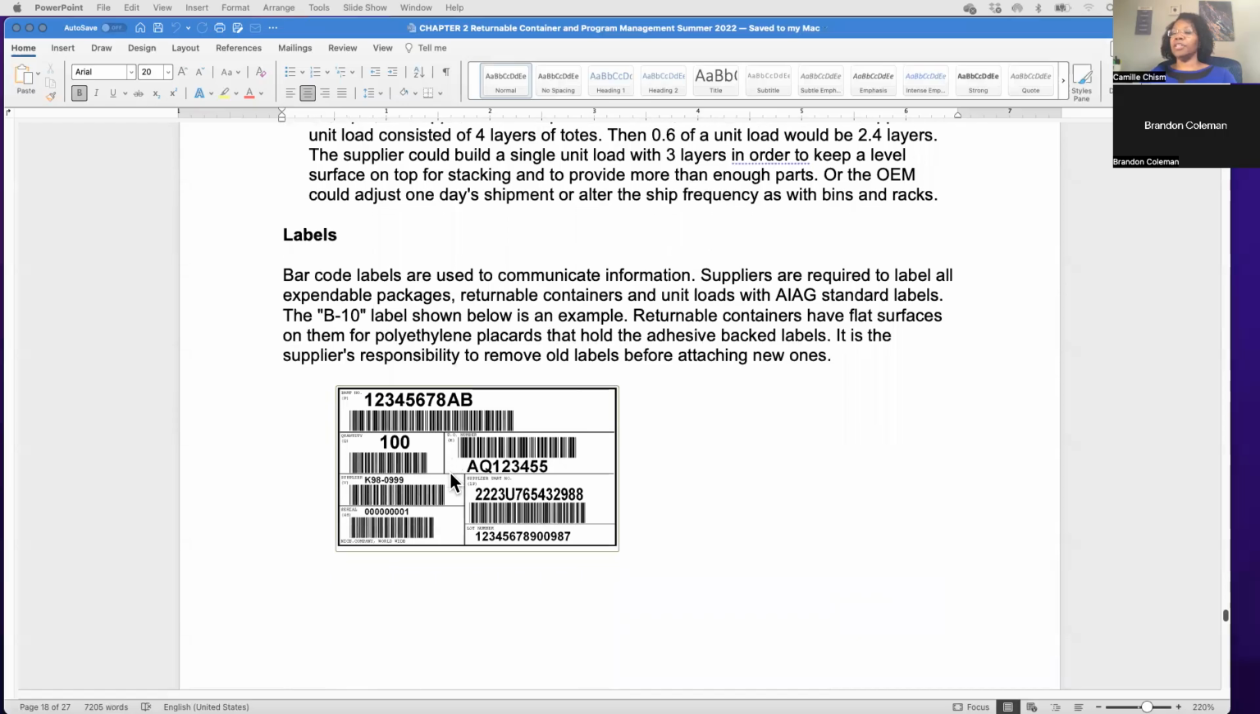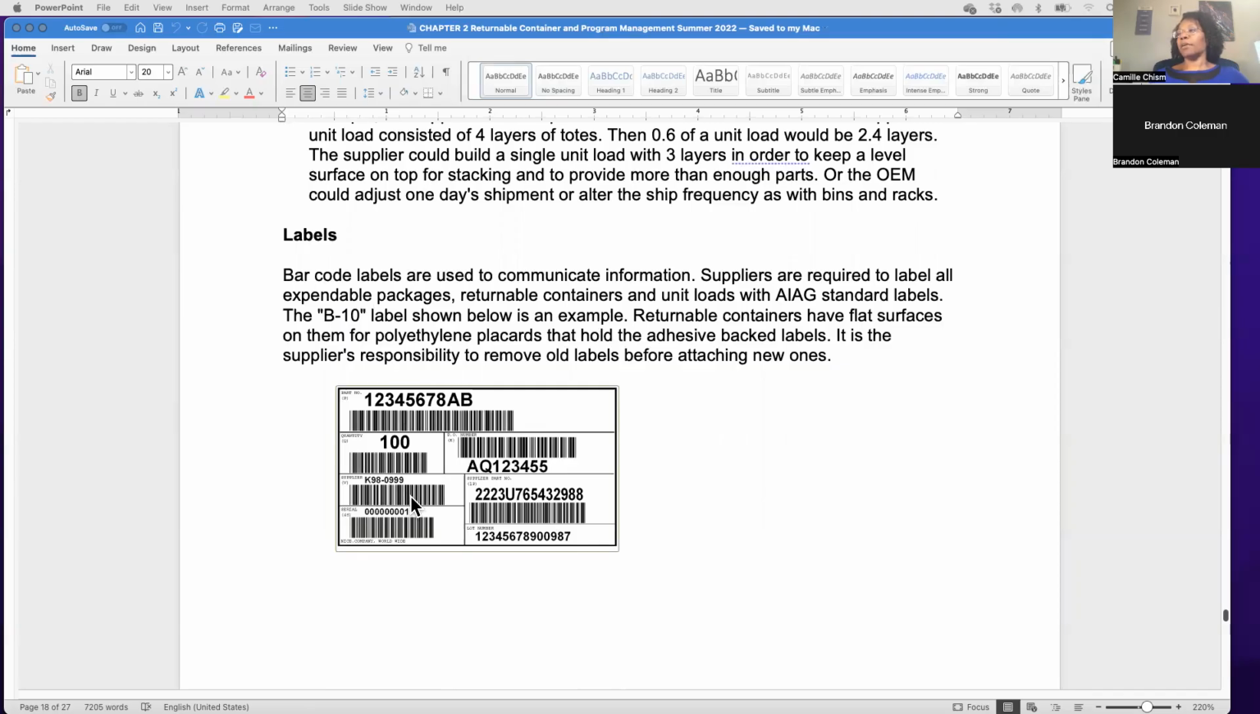This is an AIAG standard, again, the Automotive Industry Action Group standard. And if you go into automotive, like I said, you will see this everywhere. If you walk into an automotive plant and you start looking at labels, you'll see all these labels really look the same, and it's based on this format. If you took these numbers and barcodes out, the order of these different areas will be the same. The numbers that you see, this is the part number. The quantity will be here.